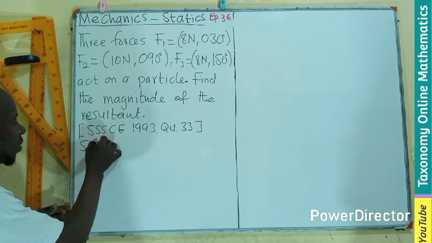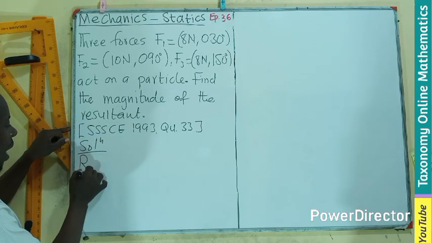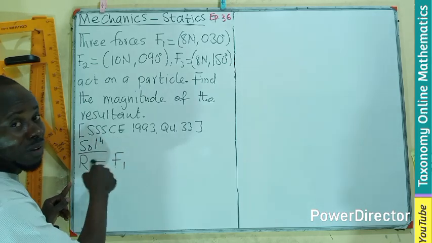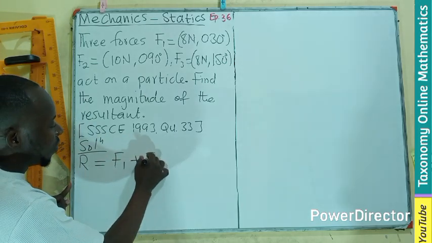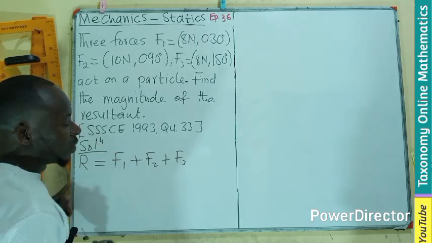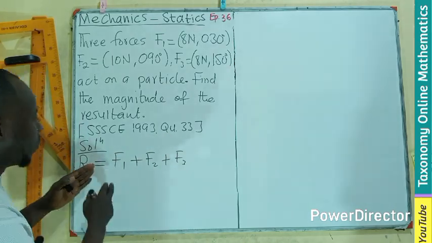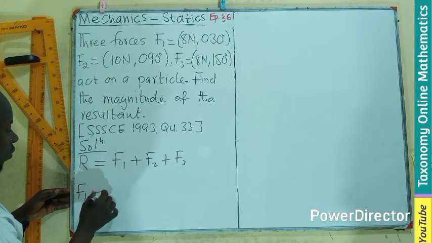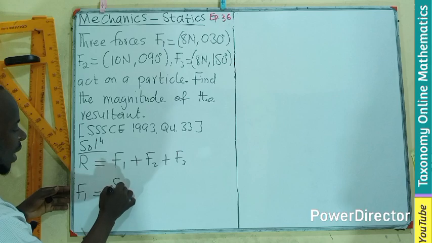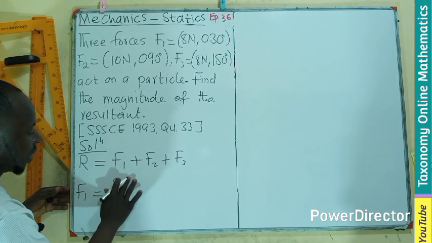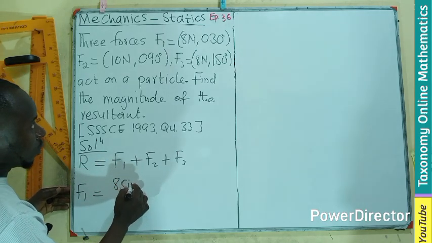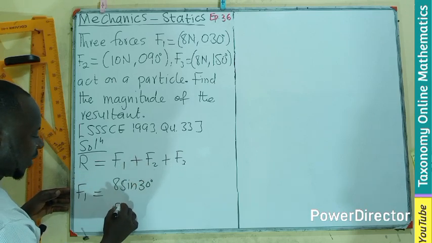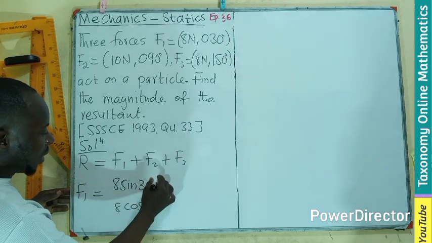So if I start, R, the resultant, is going to be the sum of force 1, that's the vector form of force 1, plus force 2, plus the force 3. Right away, we are resolving them directly. Let's pick the first one, force 1, and resolve it separately, which means 8 sine. You can use the cos, but the sine will be a lot faster.